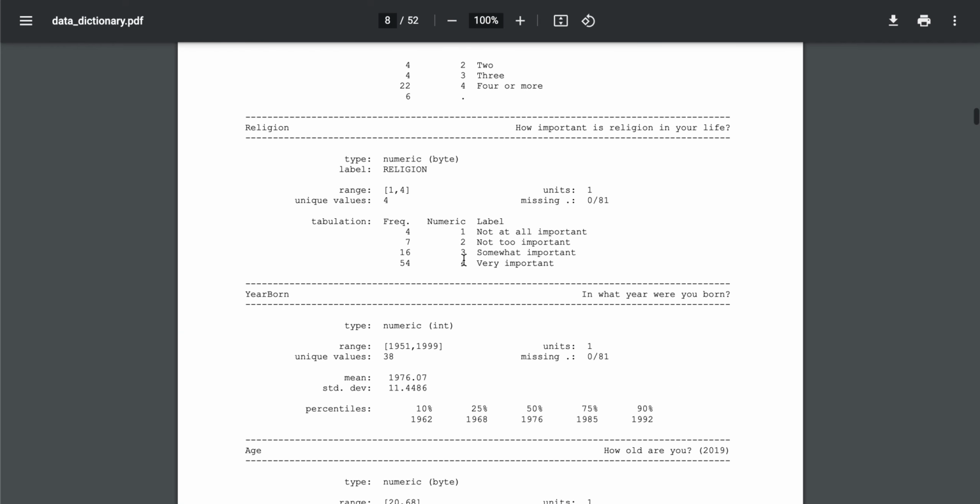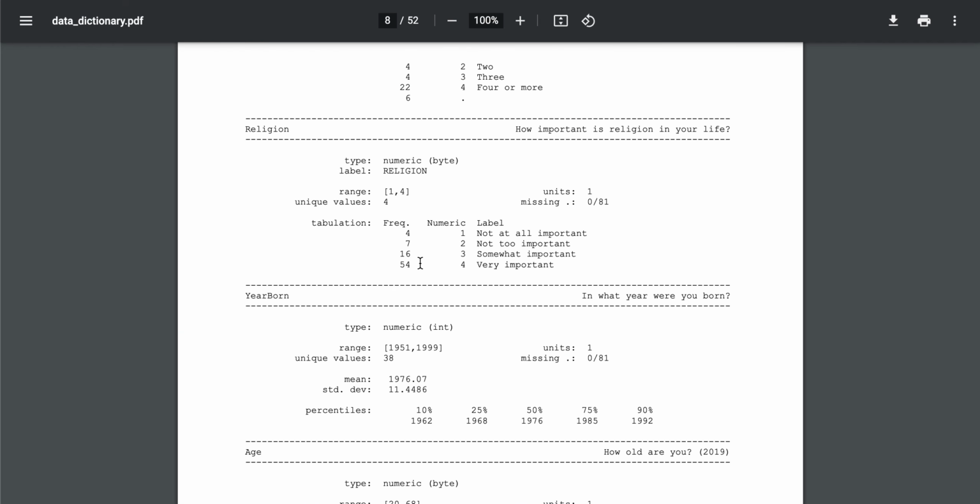And what I mean here is that 54 say religion is very important, and 4 say not at all important. Okay, and we have 71 observations. We don't know the missing values, but this seems very imbalanced, and essentially it's saying most of the people in this group are religious. And then there are a few that are not.